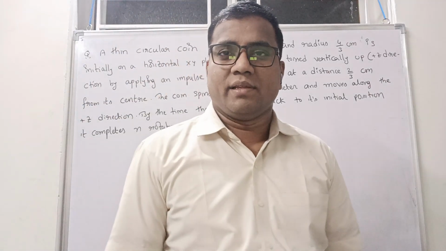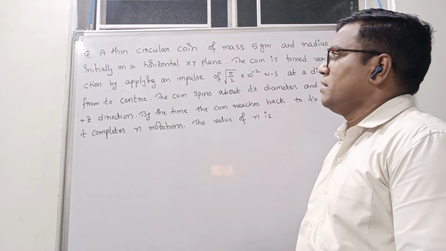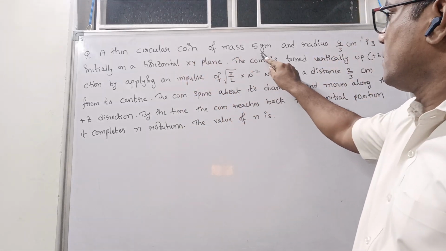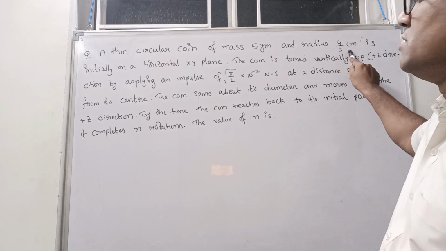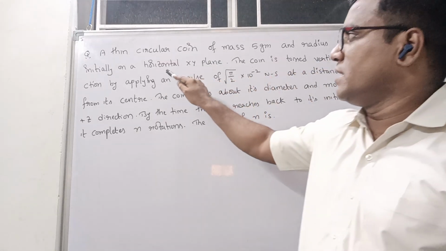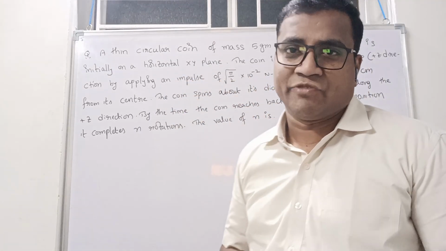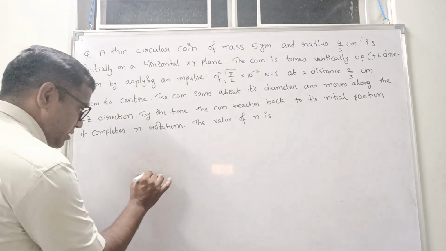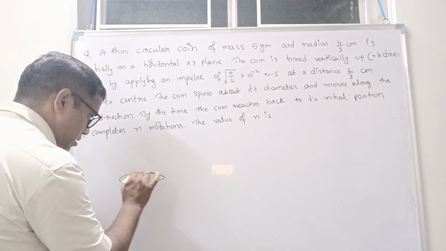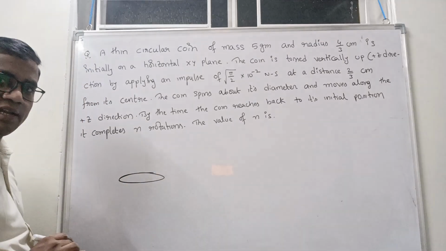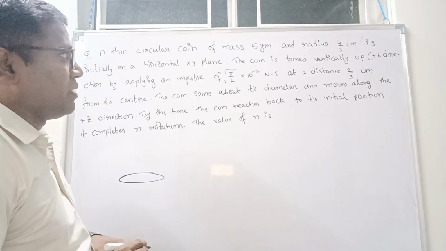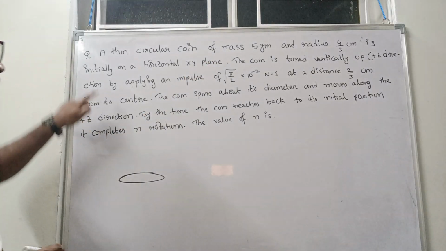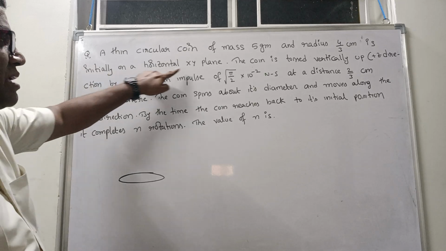Dear students, let's see this question. Here, a thin circular coin of mass 5 gram and radius 4 by 3 centimeter is initially on a horizontal xy plane. For example, here a coin is there. The coin is like this. It is on the xy plane, and the radius is given as 4 by 3 centimeter.